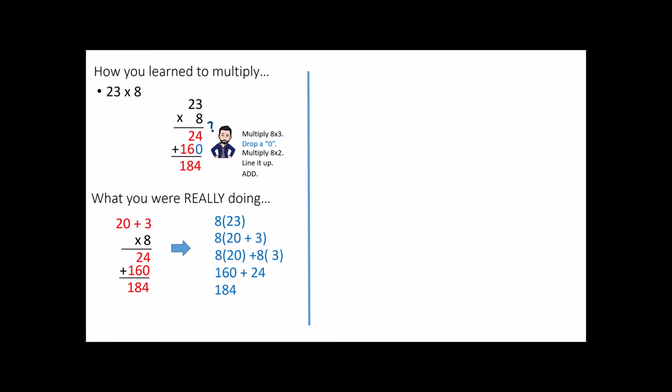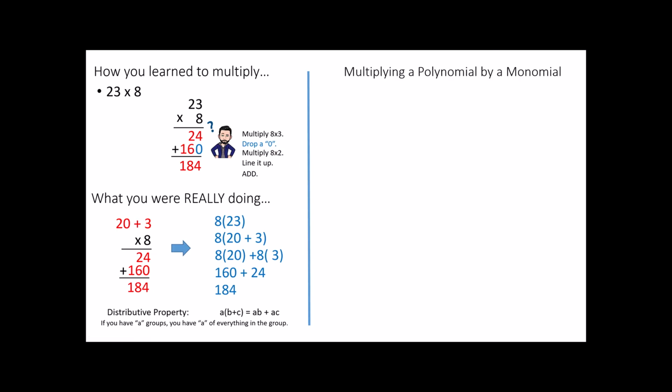Hopefully, most of you recognize that what I've really done between this step and this step is the distributive property. It says if you have a certain number of groups, that's the same as having that many of everything in the group. So if I have 8 groups of 23, that's the same as 8 20s and 8 3s. Hopefully that makes sense because that leads us to what we want to talk about with multiplying a polynomial by a monomial. You see, we can do this exact same process, this exact same distributive property, even if the values we're talking about are unknown.